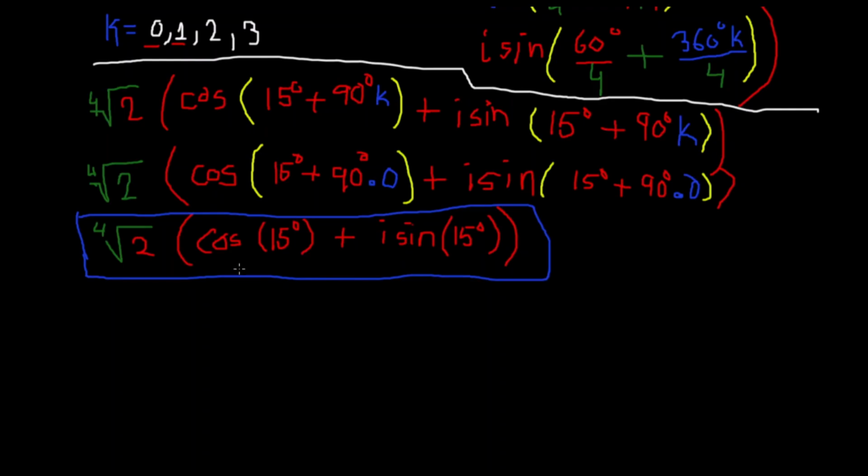And by the way, we can just keep the answer in polar form. If you have to convert it to rectangular form, just plug this in your calculator and you'll find the answer in rectangular form. Otherwise, you can just keep it like this. I will keep it like this for now.